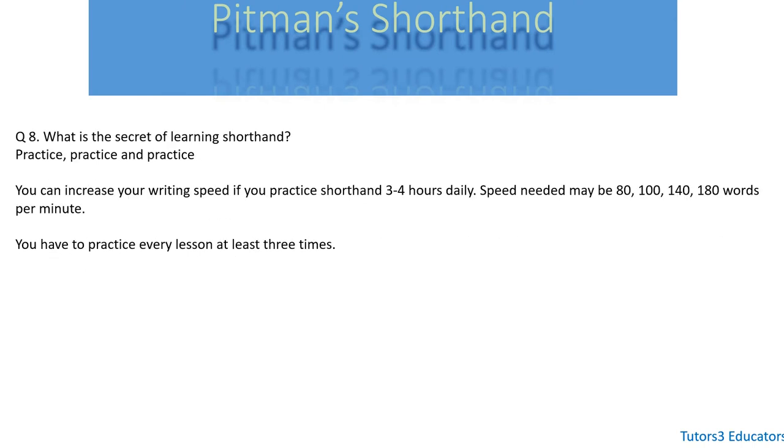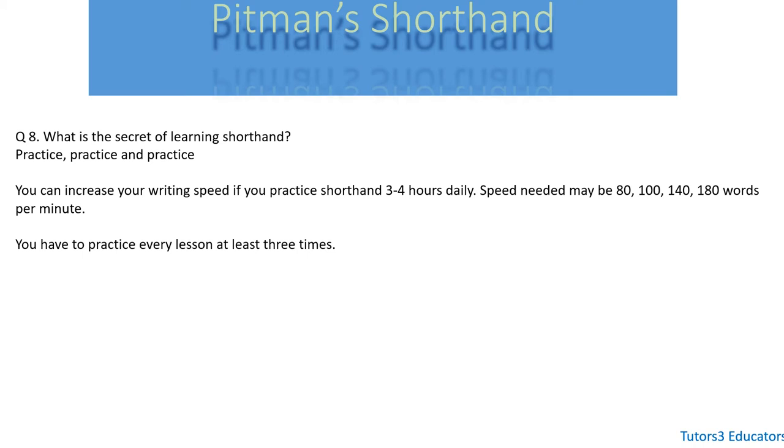What is the secret of learning shorthand? The one word: practice, practice, practice and practice. Just like maths, more than maths. You can increase your writing speed if you practice shorthand 3 to 4 hours daily. Speed needed may be 80, 100, 140, 180 words per minute. You have to practice every lesson at least 3 times.